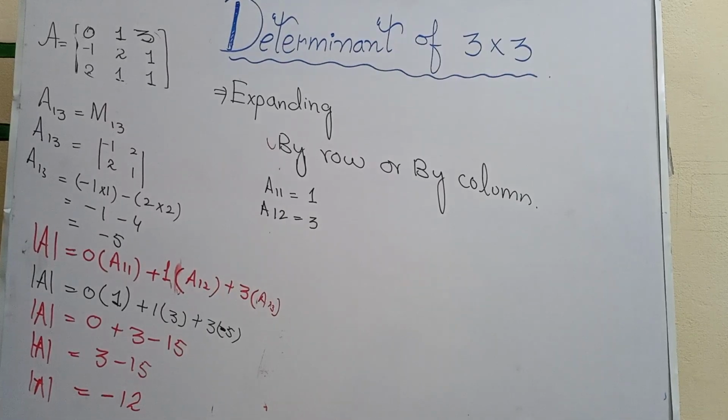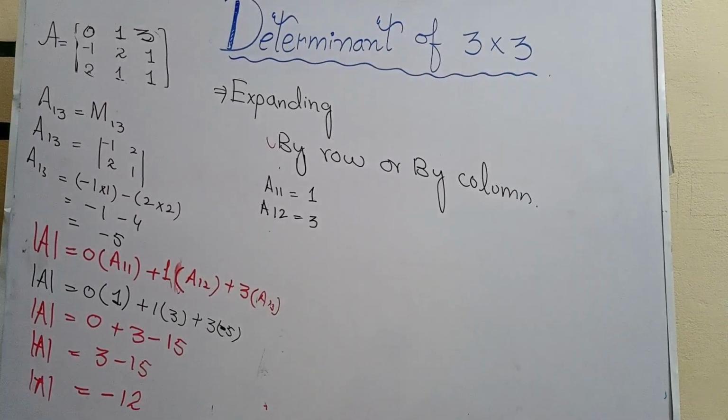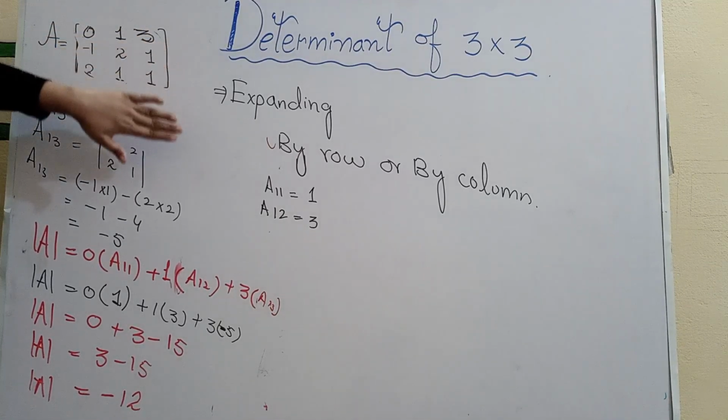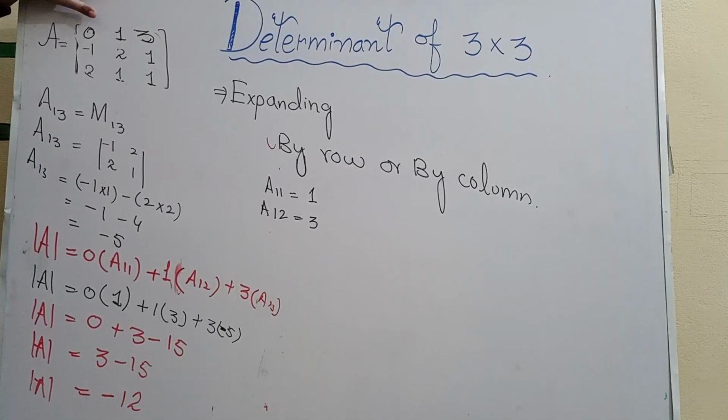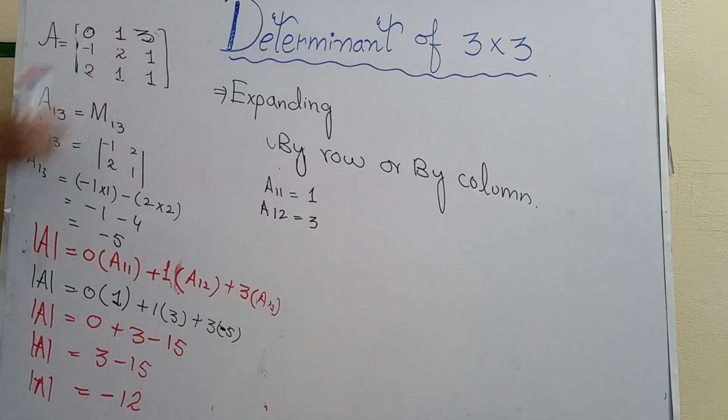So friends, this was all the method of how to find the determinant of a 3 cross 3 matrix. Let me summarize it for you. For a 3 cross 3 matrix, we are going to expand either by the row or by the column. In this example, I have taken the row. I expanded it by the row. For the row, I am just taking the first row. You can take any row, any column.